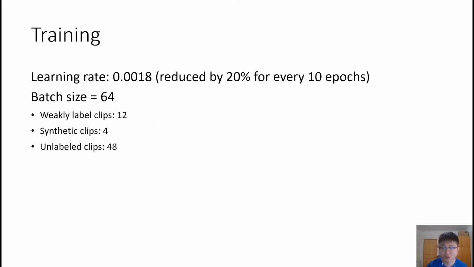Training. For training, we set the learning rate to be 0.0018 and it is reduced by 20% for every 10 epochs. The batch size is set to be 64 and there are 12 weakly labeled clips, 4 synthetic clips, and 48 unlabeled clips in a batch of data.